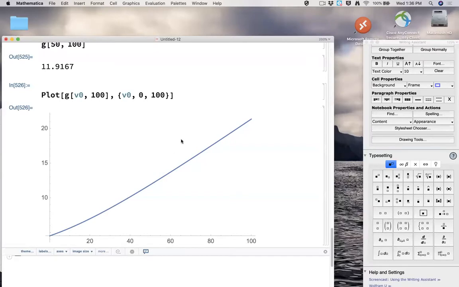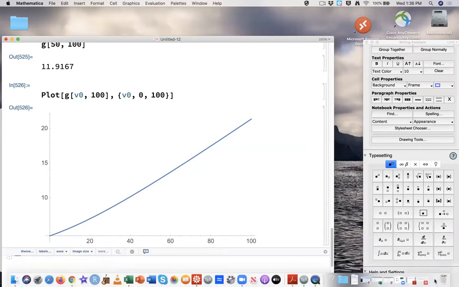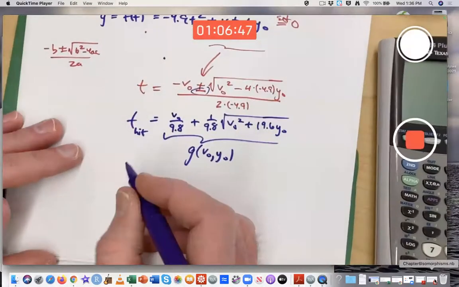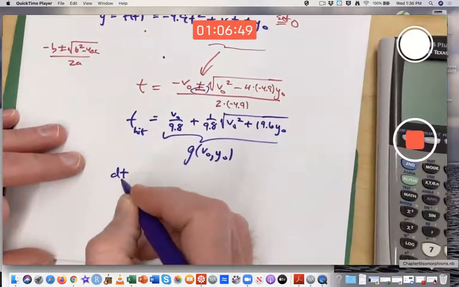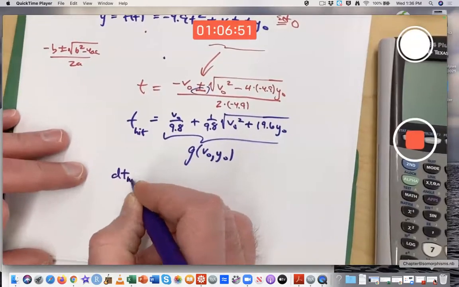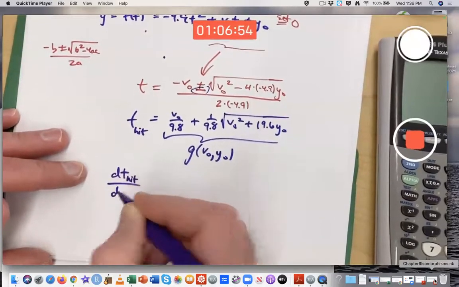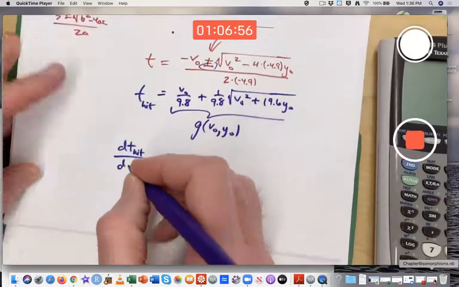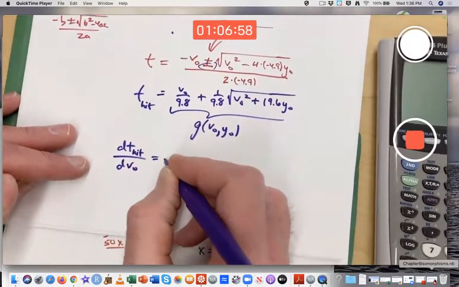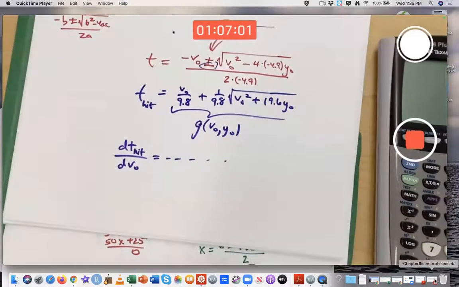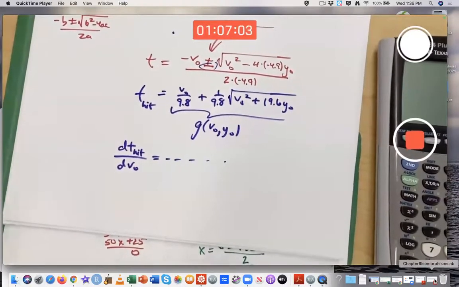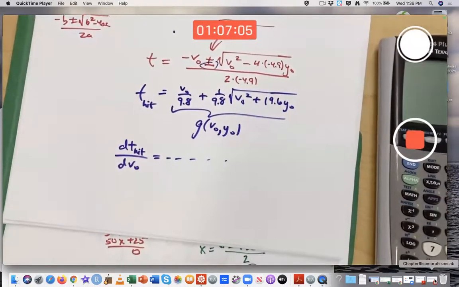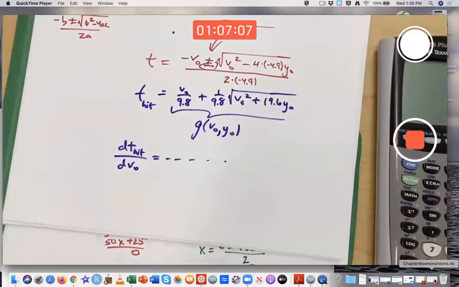We could figure out its derivative at any point to estimate not a velocity in this case, but the rate of change. In this case, it would be a rate of change of the time when it hits the ground, dt sub hit, with respect to changes in the initial velocity. You could figure that out. I'm not going to right now because it's past our ability at the moment, but that could be figured out.